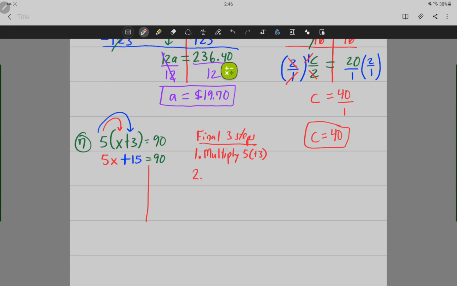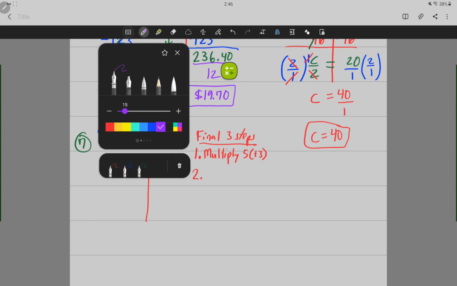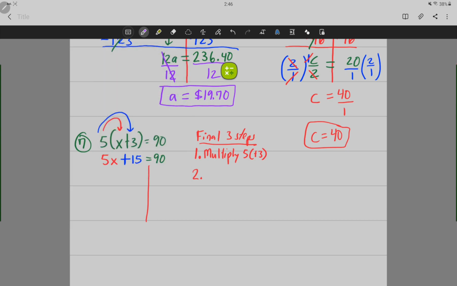So let's look at what we do for step 2. Okay, we want to get x by itself, but it says plus 15. So we know we have to perform the inverse or opposite operation of that. So the opposite of adding is to subtract. So we're going to subtract 15 on both sides. So let's write that down before we do anything else. Subtract 15 on both sides of the equation.